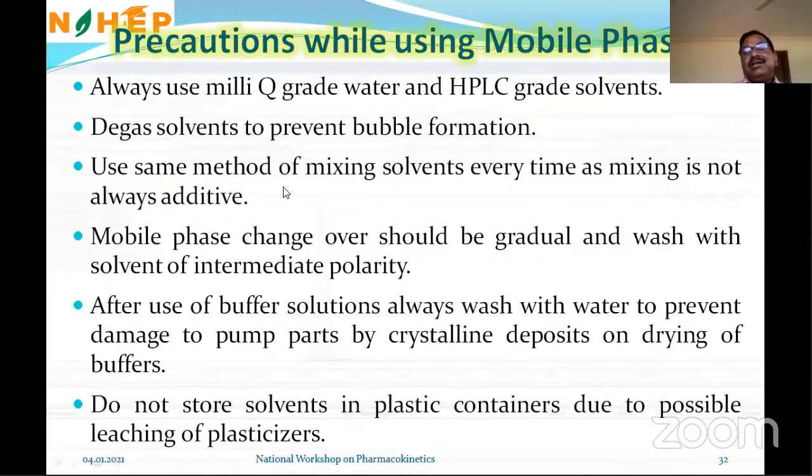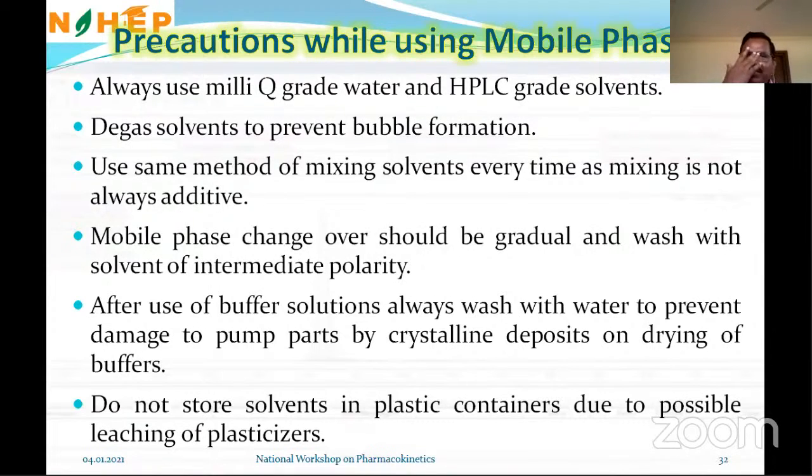So here there are different mixing methods. We can mix the various solvents by stirring with a glass rod, or by mixing in a magnetic stirrer or sonicator. Suppose you mix the first time with the stirring rod, then the next time also you mix with the glass rod. So don't mix the first time with the glass rod, and the next time with the magnetic stirrer, and the next time with the sonicator. These types of mixing will cause a variation in retention time.